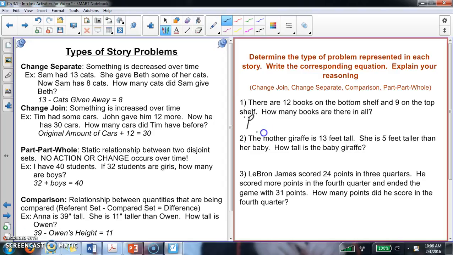So this is a part whole example. So if I look at the equation of how do I write it, I take one part plus the other part to equal the whole.